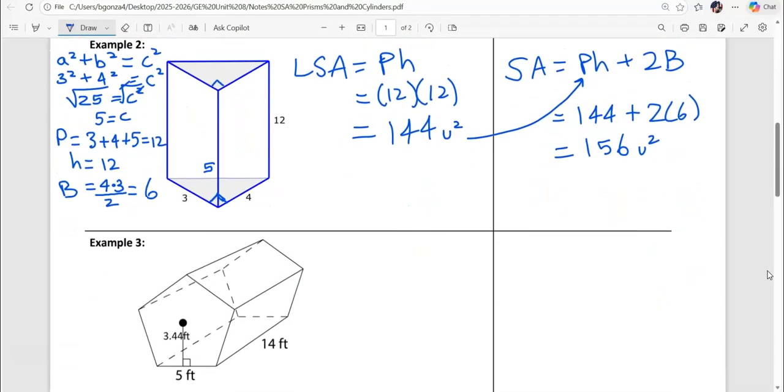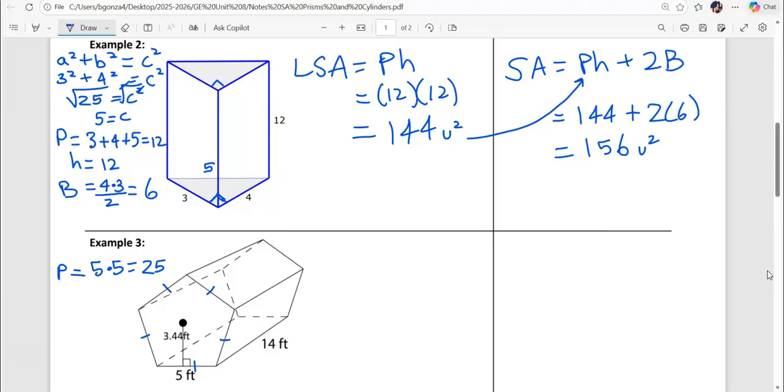On example 3, once again, we've got to find P, H, and B. Now, P is not too bad. This is a regular polygon. If this is 5, this is 5, this is 5, this is 5, this is 5, basically 5 times 5 for the perimeter. 5 times 5 is 25. Hopefully we all know that mental math. If you have a regular polygon, just add it up, however many sides there are.